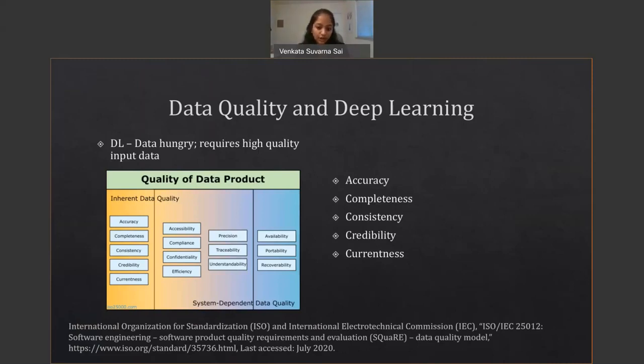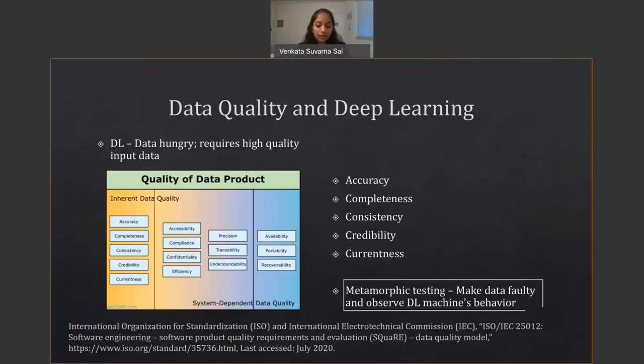For example, we explore the concept of stationarity. And we also look at currentness, that is the degree to which data is of the right age. And all these characteristics of data are very different from the usual requirements. And that is why we cannot use static methods similar to normal SRS inspection. And so we propose a new kind of metamorphic testing approach by making data faulty and observing the machine's behavior.